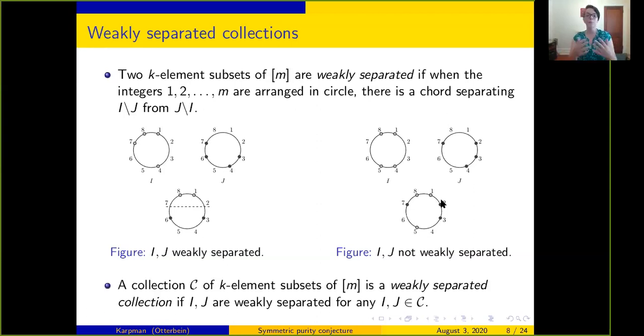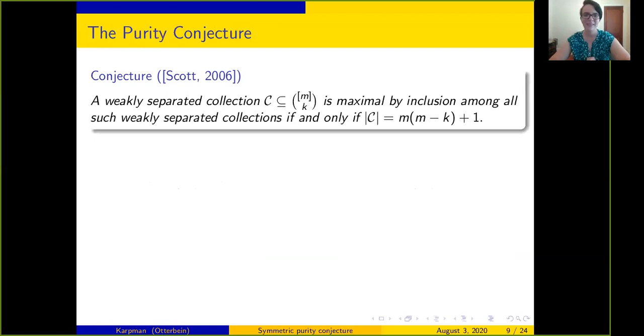And when we say a weakly separated collection, we mean a collection of k-element subsets of bracket m, which has the property that any two members of the set are weakly separated from each other. So there's no global property where we have to put everyone around the same circle. It's just that any two elements play nicely with each other.